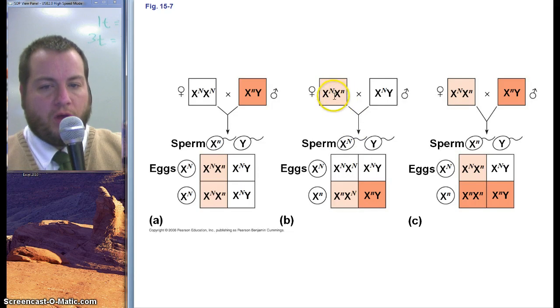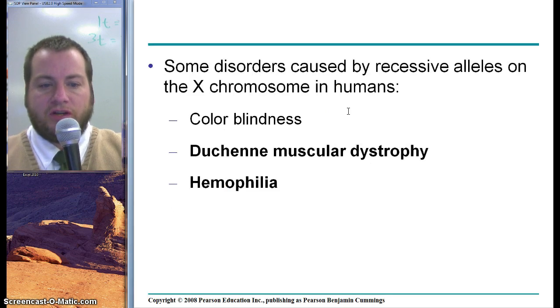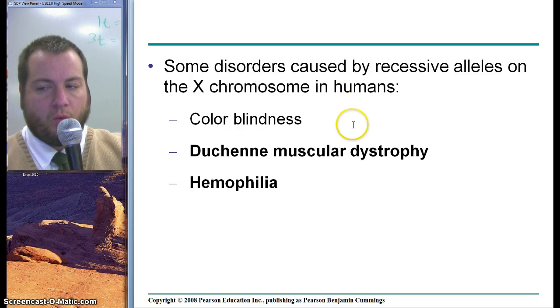Now, how would his mother be a carrier? She could have inherited that if her mother was a carrier, but it turns out that her father is colorblind. So he is the one that passed that on. Since she is not colorblind and her mother is not colorblind either, we know that this X little n had to come from her father. So that's for colorblindness. Duchenne muscular dystrophy and hemophilia work the same way.